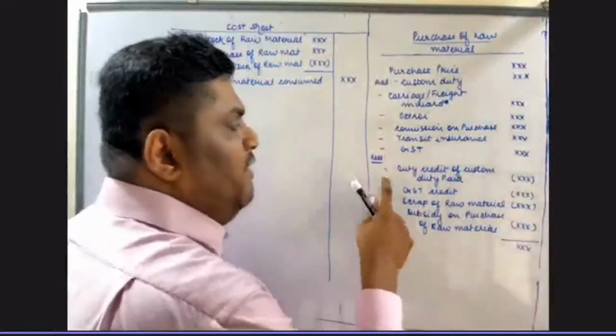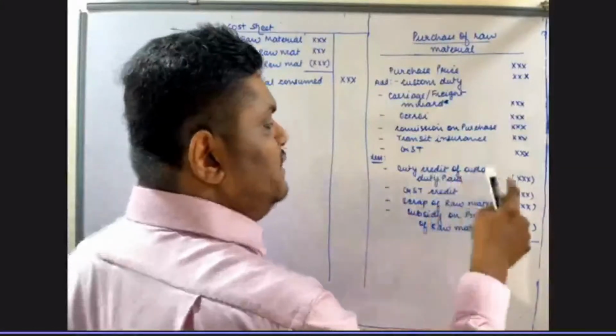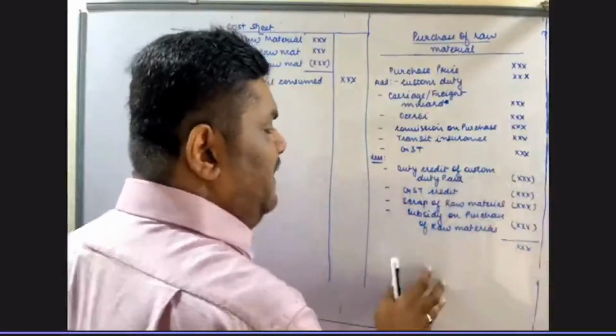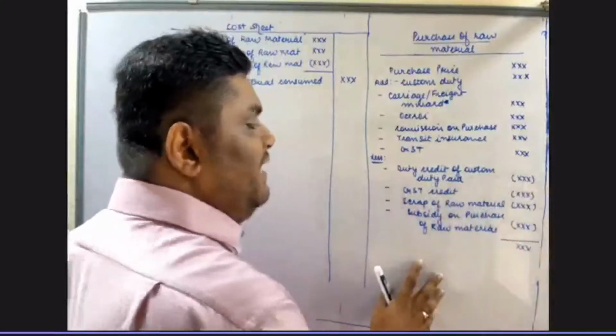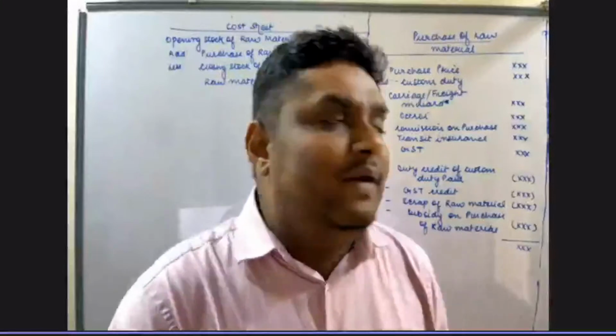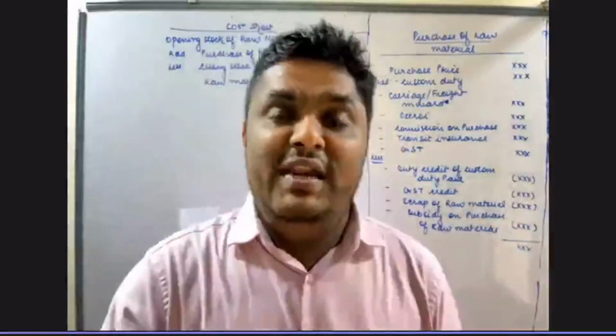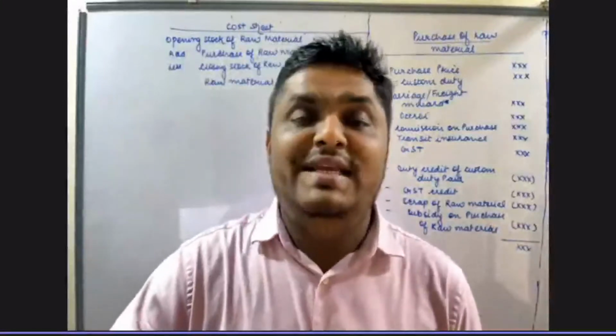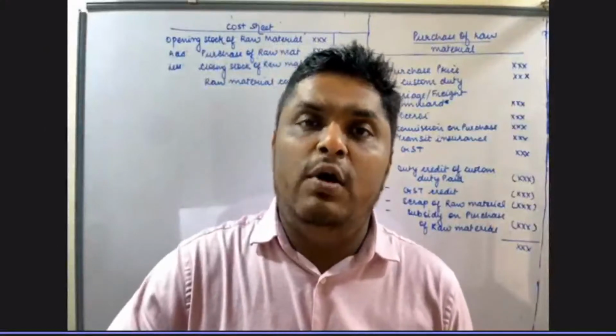Further, the following amounts will be deducted: duty credit of custom duty paid, GST credit if we are getting it, and the amount realized on scrap or sale of raw material. Further, if we are getting any sort of subsidies or grant from government, it will be deducted.